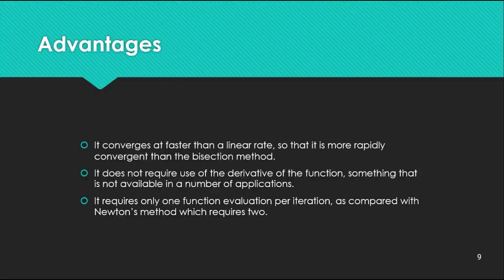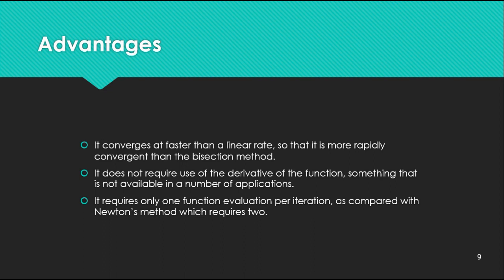So going toward the advantages and drawbacks. In the advantages, the rate of convergence of the secant method is greater than the bisection method, and, as I have discussed earlier, less than the Newton-Raphson method. The order of convergence of the bisection method is 1, the order of convergence of the secant method is 1.62, and the order of convergence of the Newton-Raphson method is 2. So Newton-Raphson is a very fast converging method, but the secant method is better.